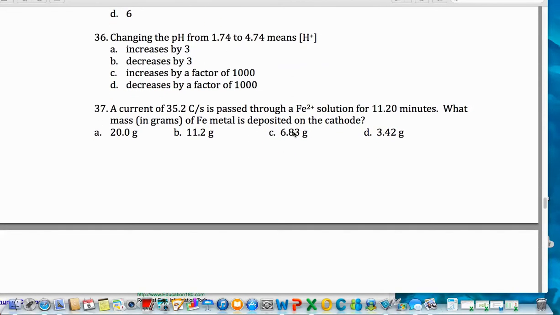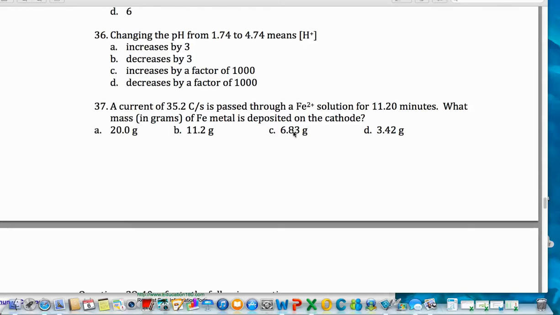Number 36, if I change the pH by 3 log orders, so that pH goes up, that means hydronium goes down by a factor of 1,000. So that would be choice D.